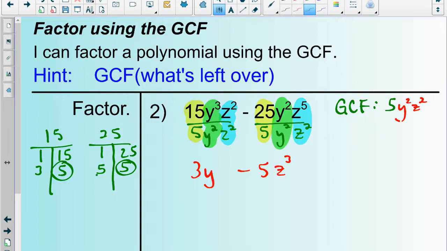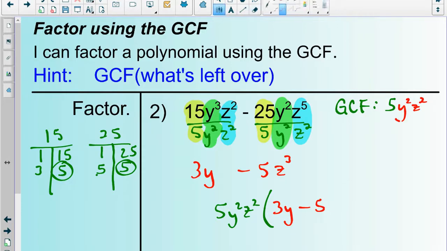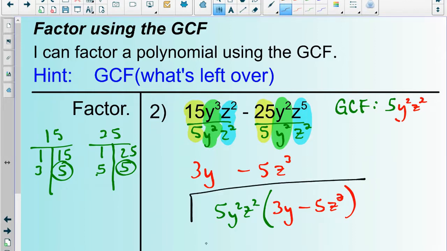So if we were to write this out as the actual multiplication problem that would give us what we started with, it is 5y squared z squared, that's our GCF, multiplied by the leftover part, 3y minus 5z to the 3rd power. And that is our factored form of that original polynomial.